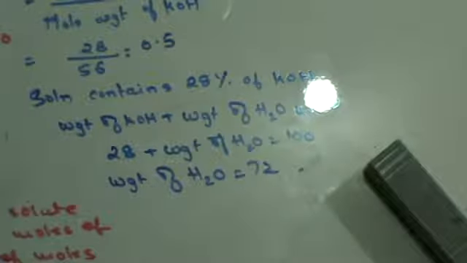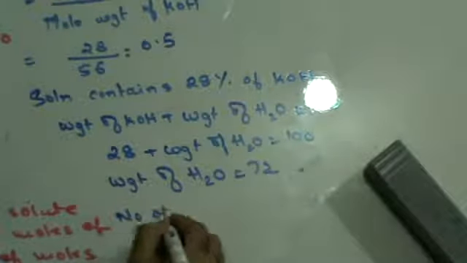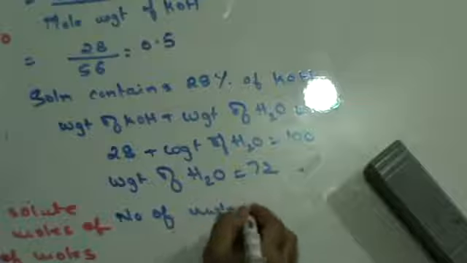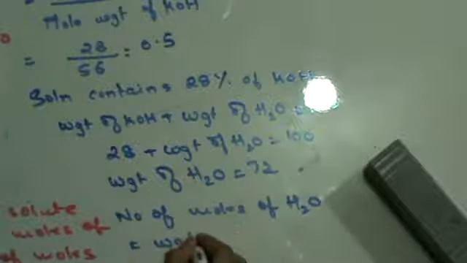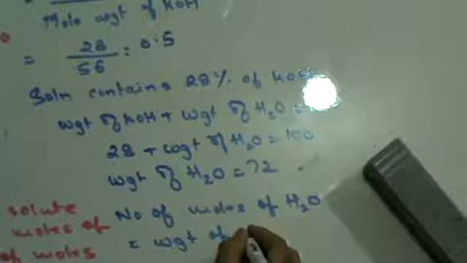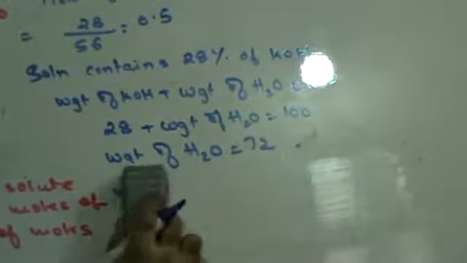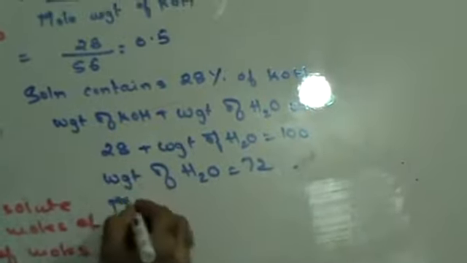Right? Once I have this, then I can find out the number of moles of water, which will be nothing but weight of water. No, for that I need to know molecular weight of water. First let's write the molecular weight of water.